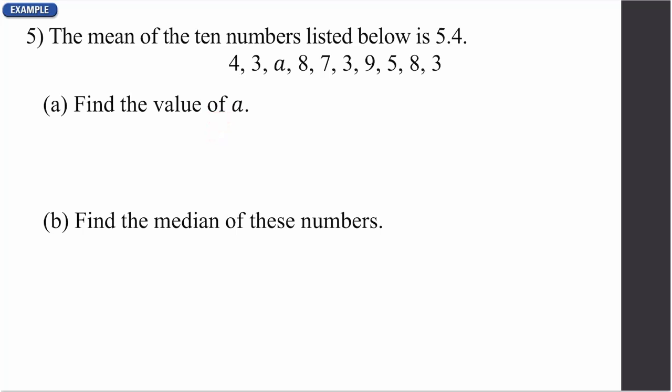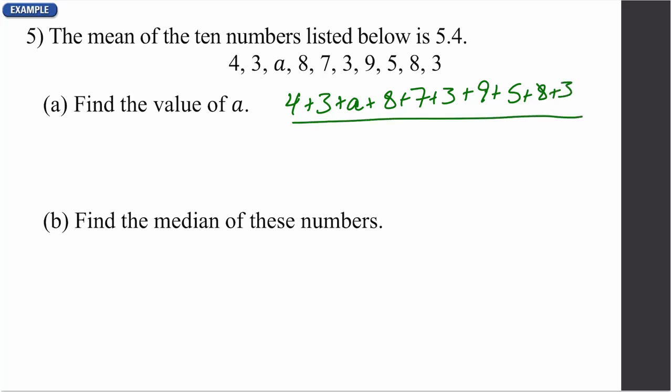We're going to do 4 plus 3 plus A, 8 and 3. We're going to divide it by how many numbers there are: 10 numbers. It says it right here in the question, 10 numbers. And you're going to set that equal to 5.4. You're going to want to multiply everything by 10. So you're going to have 54 equals whatever the sum of all of these numbers are plus A. That's going to be 50 plus A. And so 4 is equal to A.